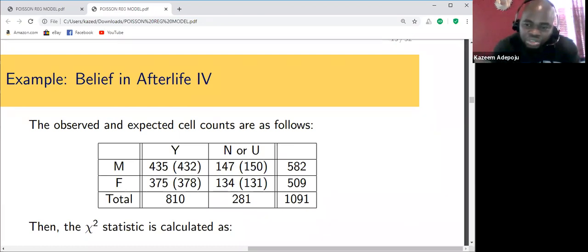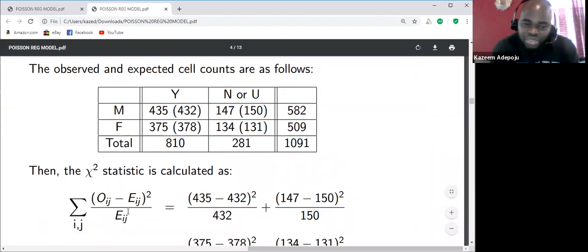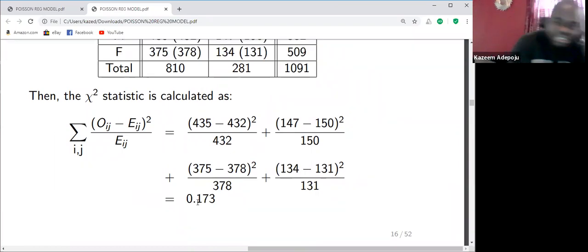If I want to use chi-squared, this is the formula for the chi-square. It means I'm going to subtract the expected value from the observed value, square that, then divide by the expected value. That is the reason why right here, the observed value is 435. I'm going to subtract 432 from that, square that, and divide by the expected. And that is what I did here, here, here, and here. When I sum that together, that is going to give me the chi-square statistic value.